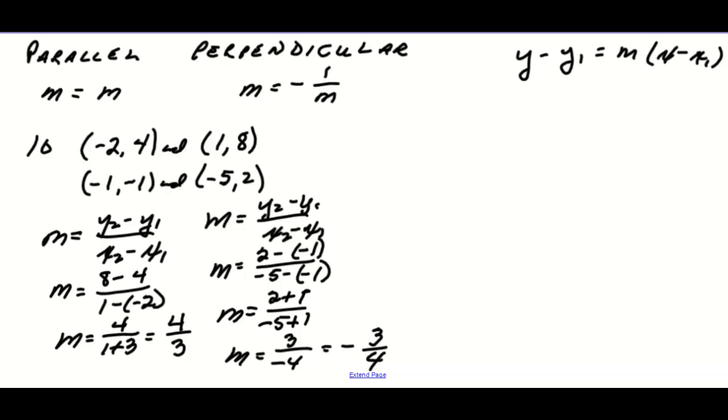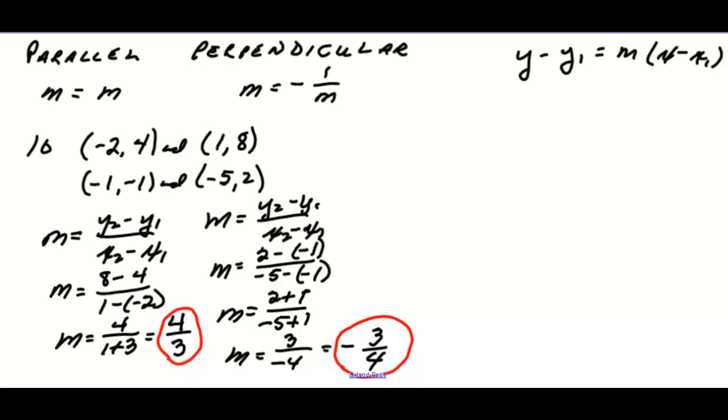So what we have here is a positive 4/3. What we have over here is a negative 3/4. We have the ingredients for perpendicular lines. The slopes are reciprocals, one is positive, one is negative. So now we've solved that.